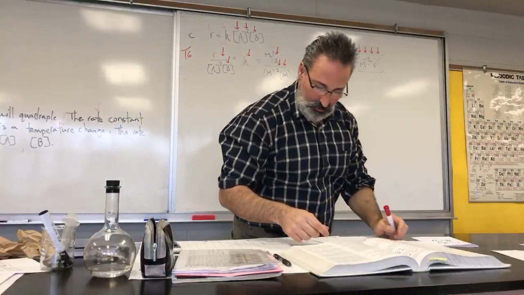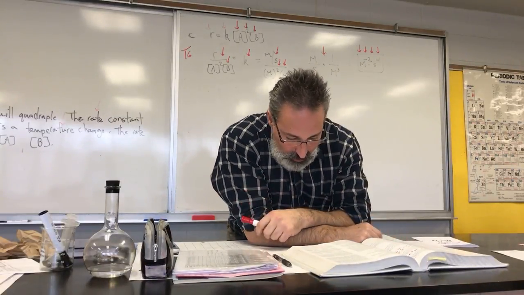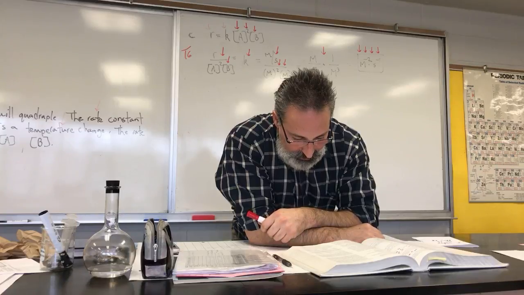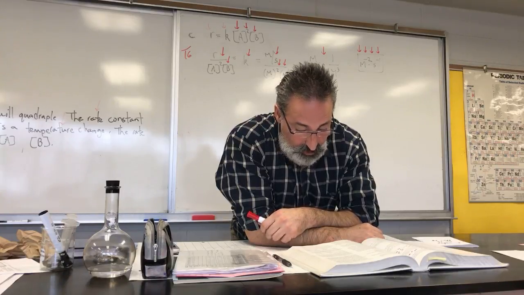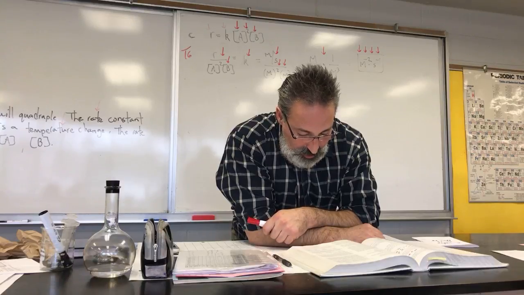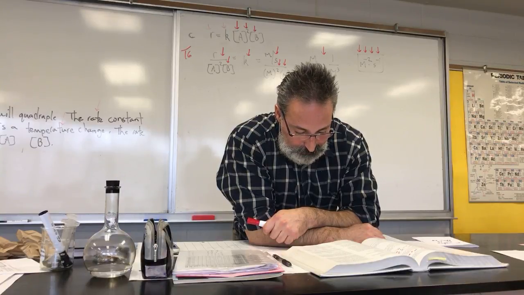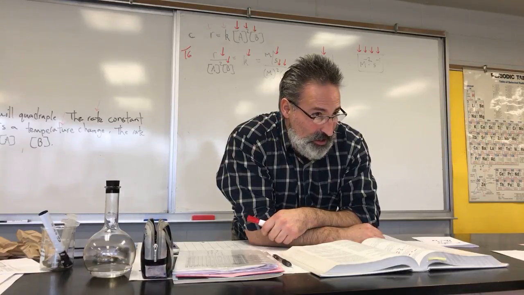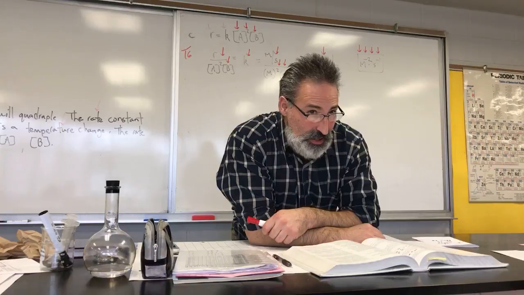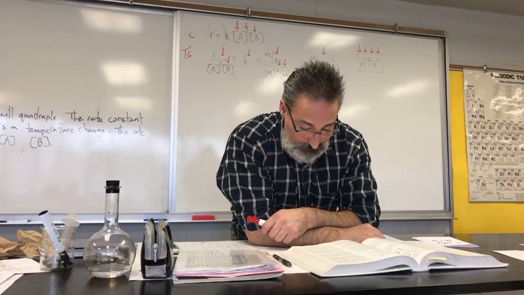Question number 2 is from 14.28 in the book, and it says the reaction 2ClO2 aqueous plus 2 hydroxide aqueous gives you ClO3 minus, chlorate, plus ClO2 minus, chlorite, plus water. This reaction was studied with the following results, and it gives you 3 experiments where they vary the concentrations of chlorine dioxide and hydroxide. Notice it's chlorine dioxide and not chlorite. If it was chlorite, it would have a -1 charge, but it's ClO2 with no charge, so that's chlorine dioxide.